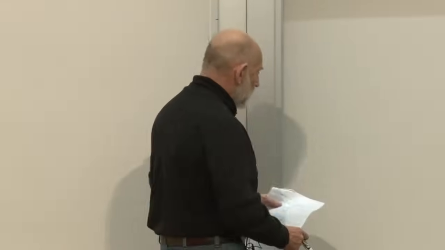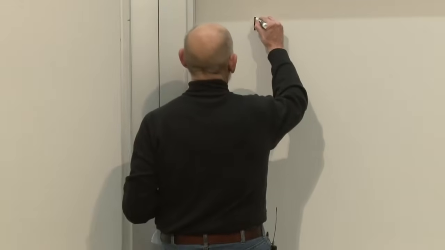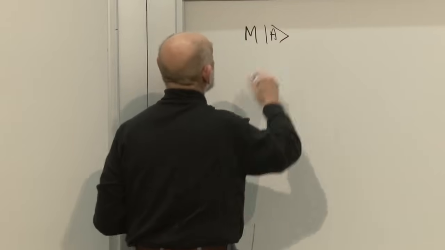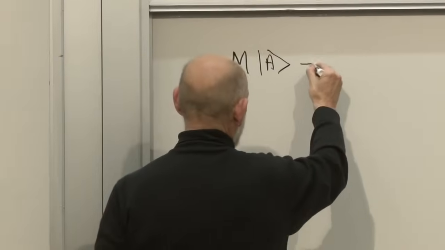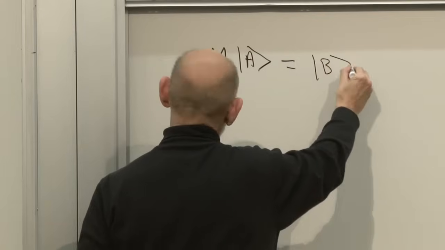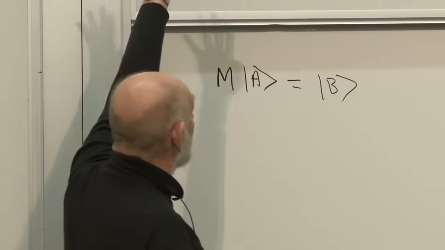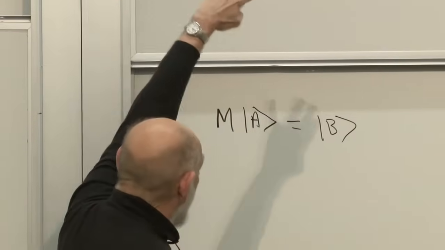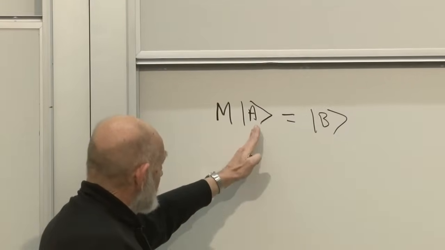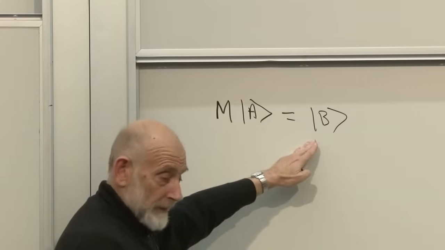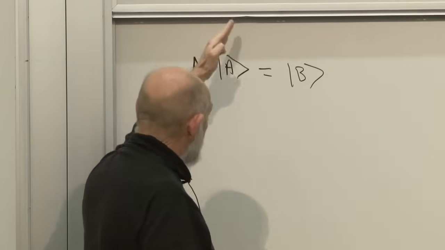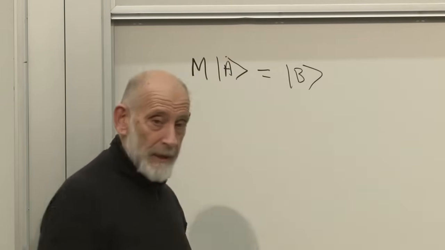But now let's consider another question. Supposing that the linear operator M on A gives B. Incidentally, I'm using A and B all over the place in different ways. There it was just two vectors. Here, A is the input vector, B is the output vector. So let's suppose that the machine M, when you stick A into it, outputs B.